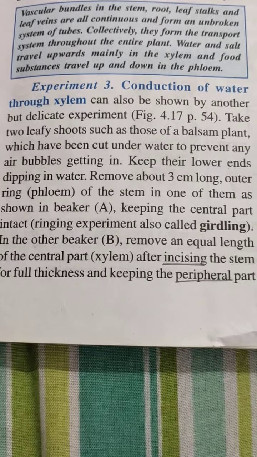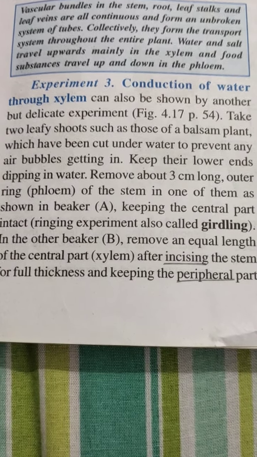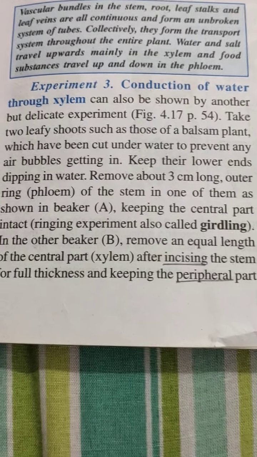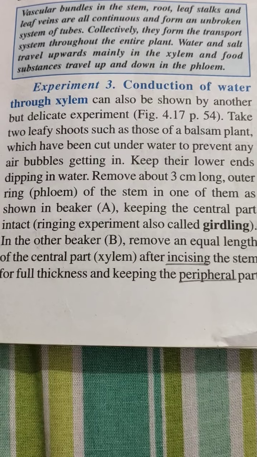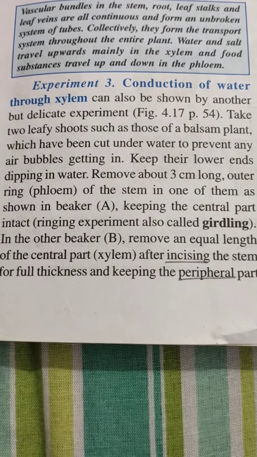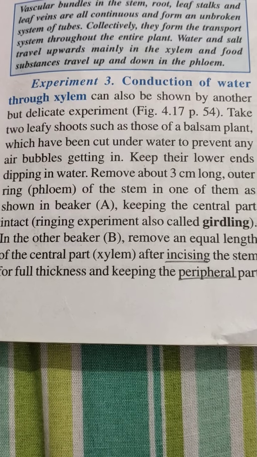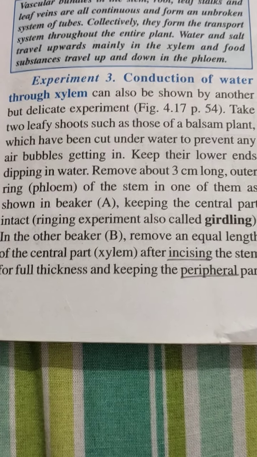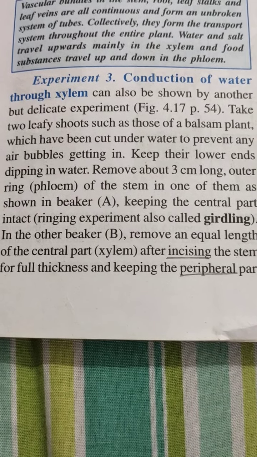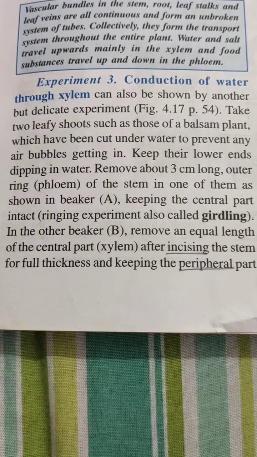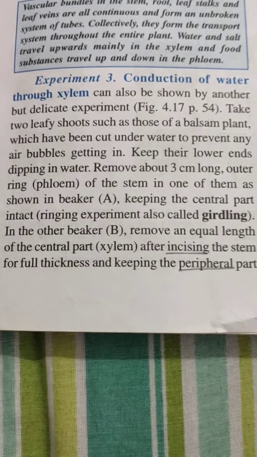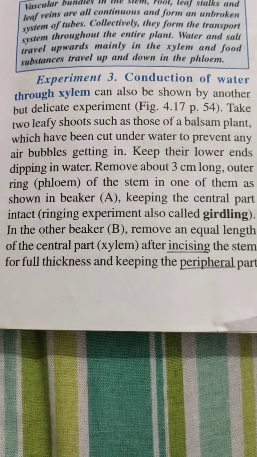Now third experiment, conduction of water through xylem again, but in a different way. Take two leafy shoots which have been cut under water to prevent any air bubbles getting in. Keep their lower ends dipping in water. Remove about 3 cm long outer ring. Outer ring means phloem. I'll show you in the diagram. Of the stem in one of them, keeping the central part intact. In the other beaker B, remove an equal length of the central part, that is xylem. Outer part is phloem and inner part is xylem. Just remember this.